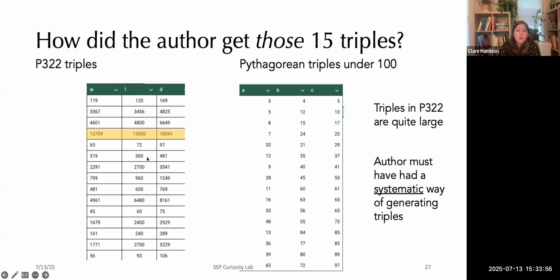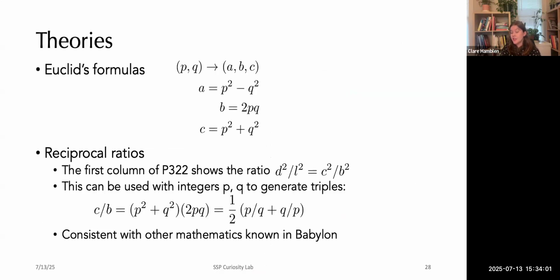Again, you just wouldn't come up with these off the top of your head. Now, there's a variety of theories for what mathematics the author may have had available. There are a number of formulas for creating Pythagorean triples. One of them we know from Euclid. If you start with 2 integers, p and q, and the only restriction here is that p has to be the greater integer, then you can generate a triple using these formulas. That's kind of a useful thing, by the way. They may have known that and used that.